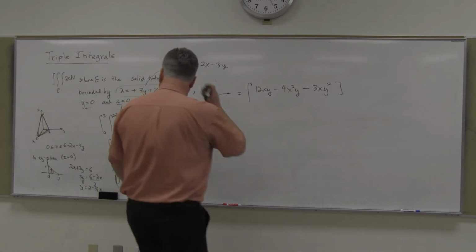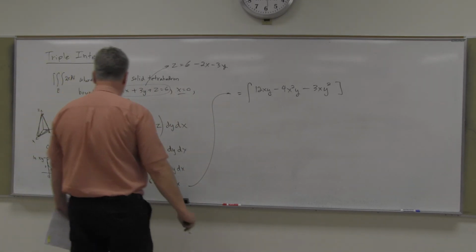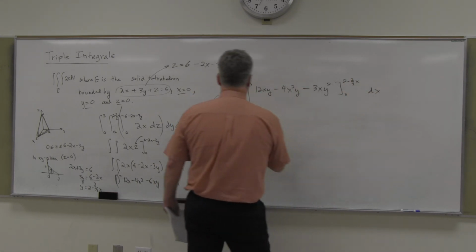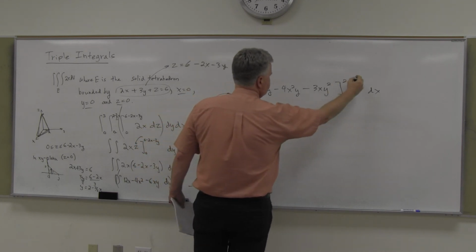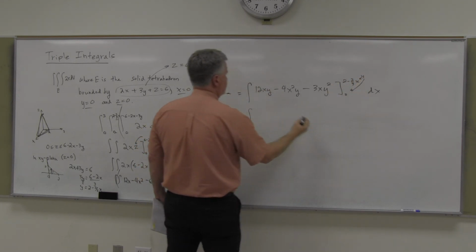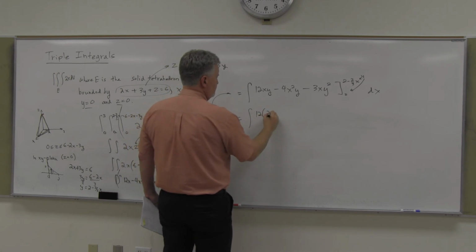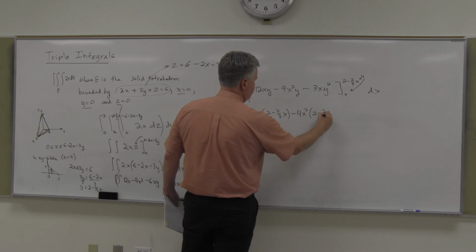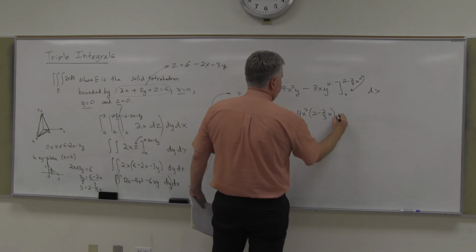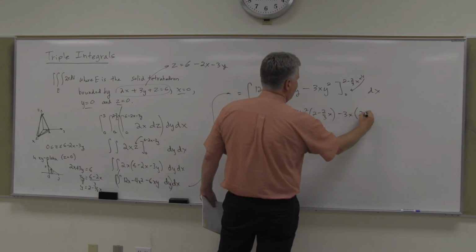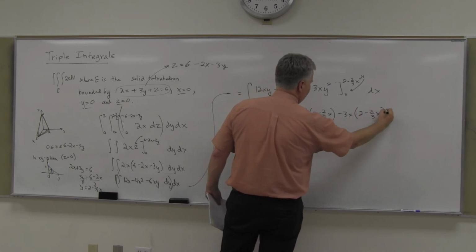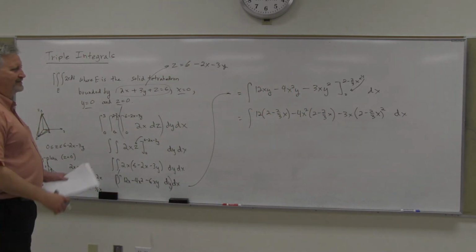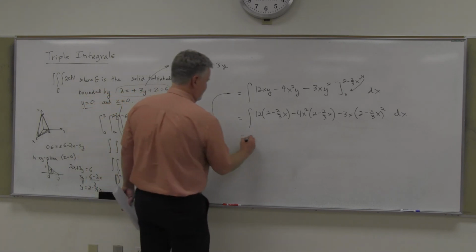Okay, and those are the limits for the y. That was the second one, so it'll be 0 to 2 minus 2/3 x. Still have the x's to do. So these are y's here. That'll be 12x times 2 minus 2/3 x, minus 4x squared times 2 minus 2/3 x. Those aren't bad, but then you have 3x times 2 minus 2/3 x squared. Not too bad, but we have to work our way out here.